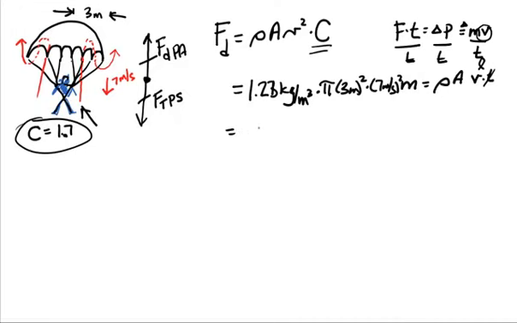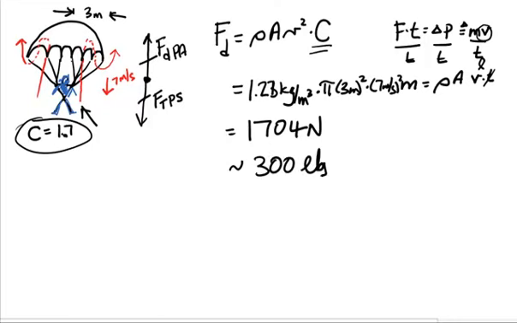I did my plug and chug. I got a value of 1,704 newtons. What does that work out to be? Let's see, about 5 newtons in a pound. So what does that work out to? A little over 300, roughly 300 pounds.